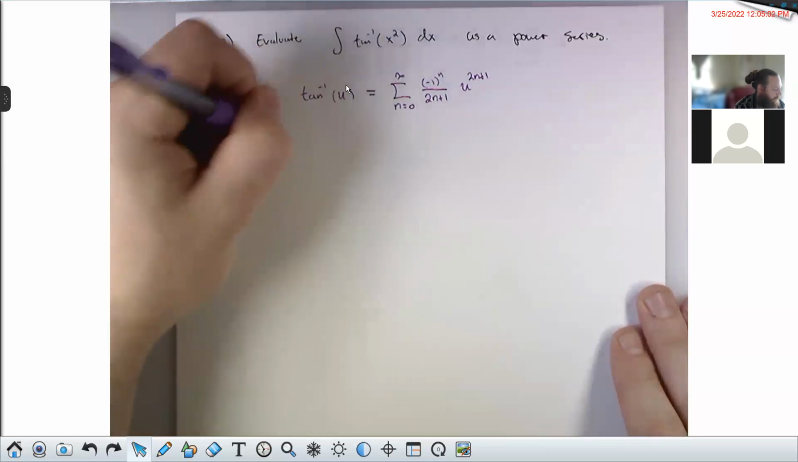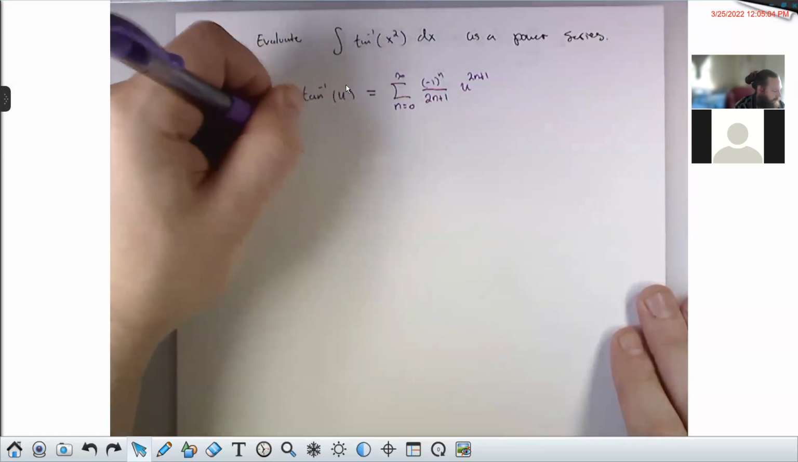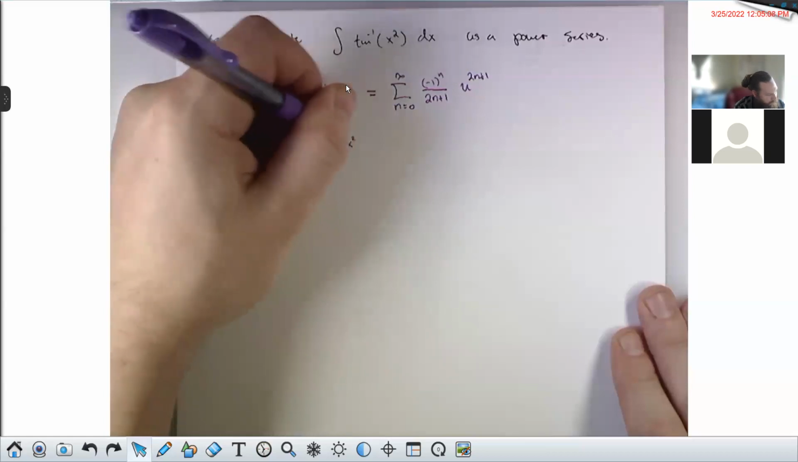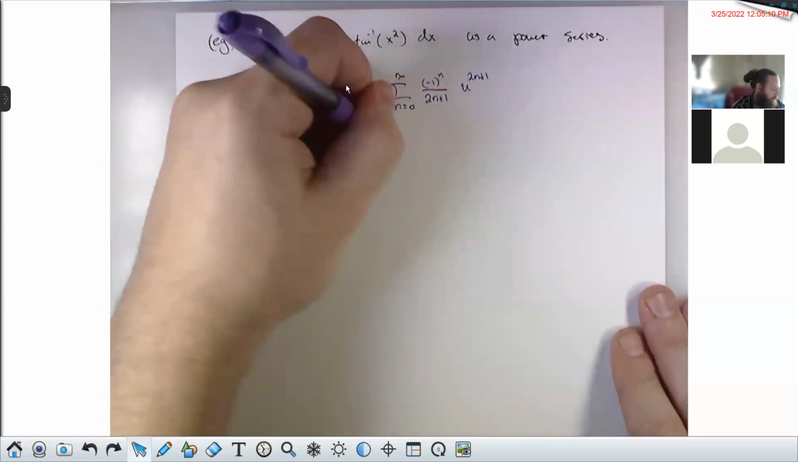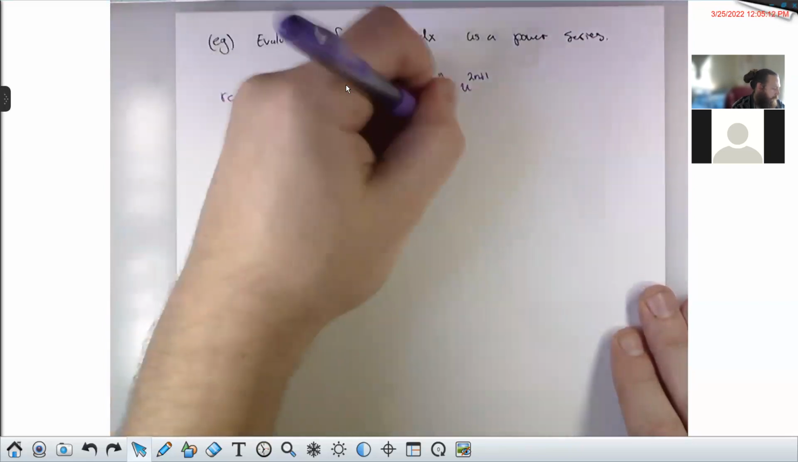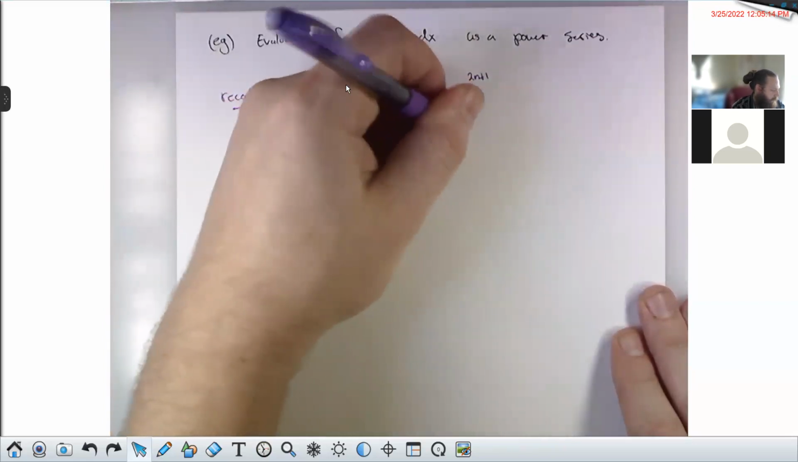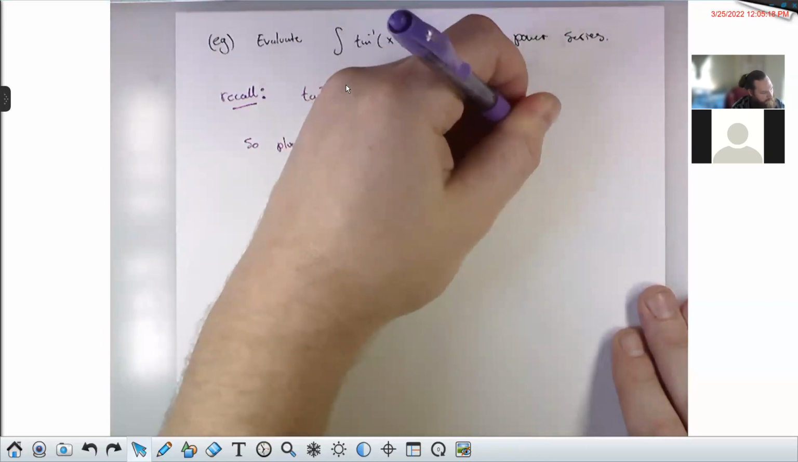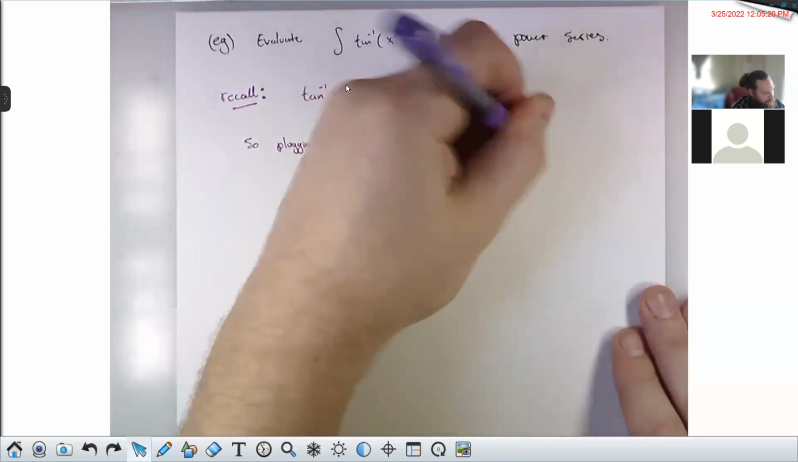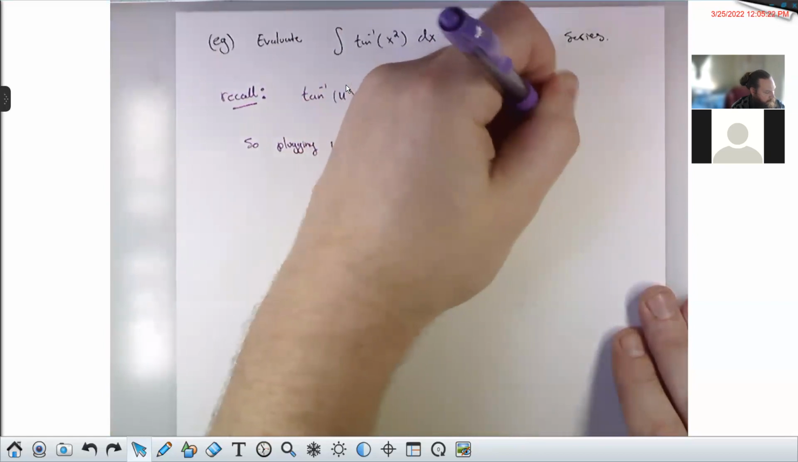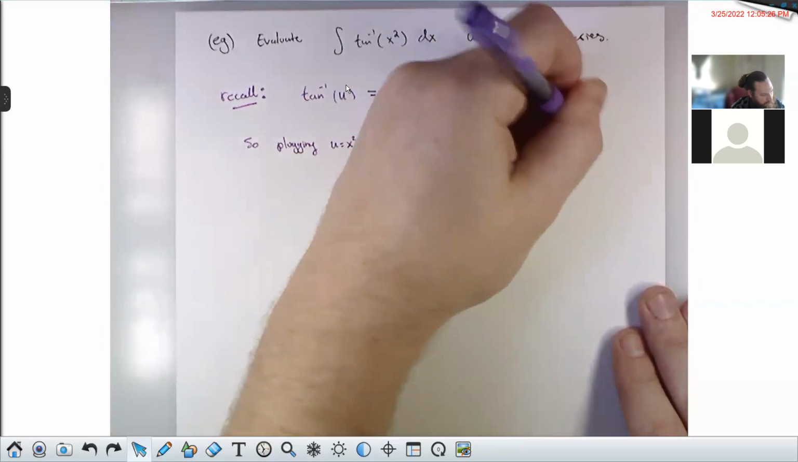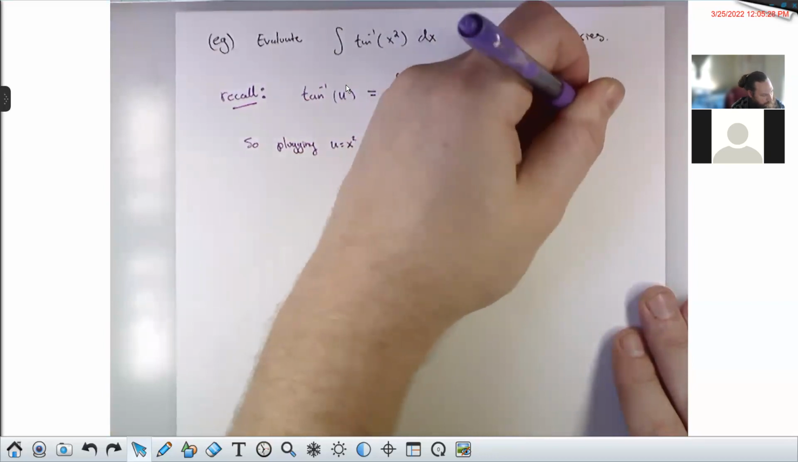If you plug in x squared for u, we get the series for inverse tangent of x squared equals sigma n from 0 to infinity, -1 to the n over 2n plus 1 times x squared to the 2n plus 1.